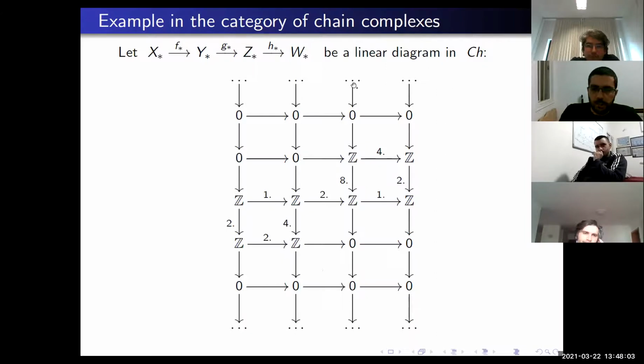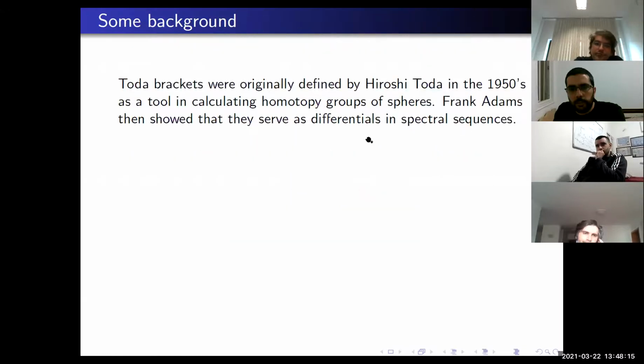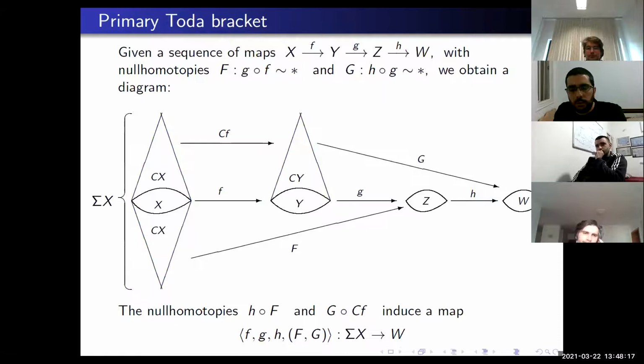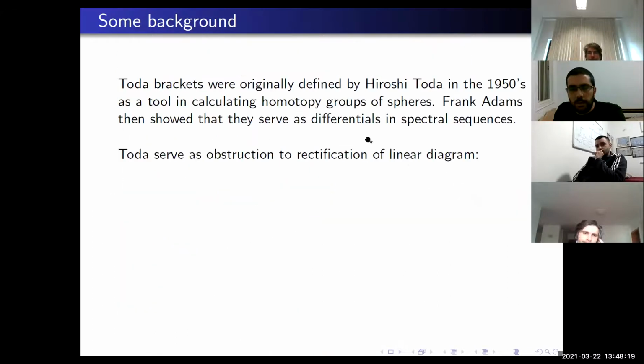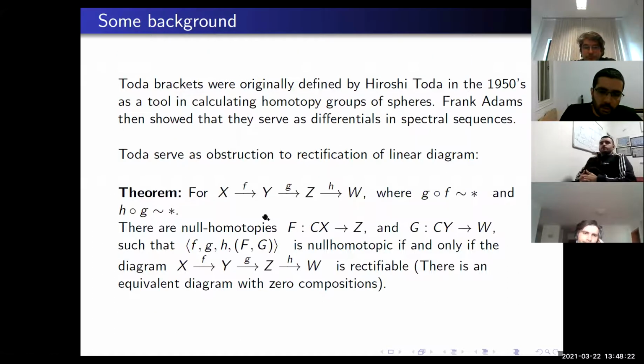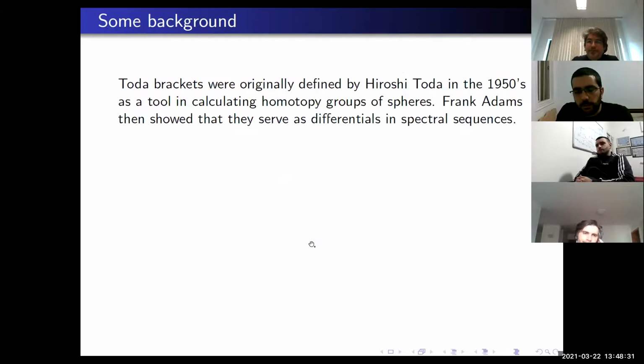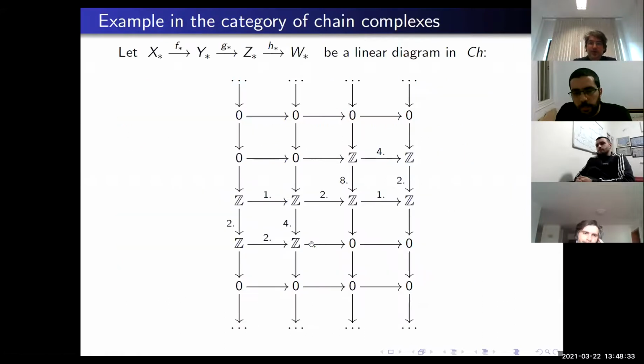So does this tell us that it's not rectifiable? No, because we go back to the theorem. The theorem tells us that if there are some choices with a null homotopic Toda bracket, then it's rectifiable. Here we don't know, we just chose some choices.